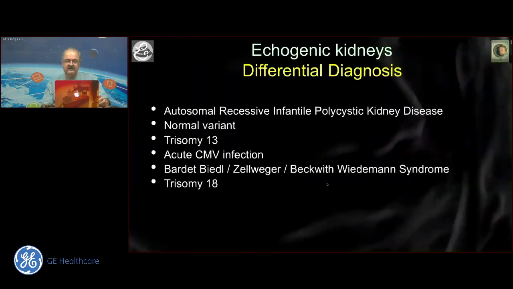We don't stop thinking in terms of just a CMV infection or an infantile polycystic kidney disease. Remember, it could be a normal variant, it could be trisomy 13, it could be a Bardet-Biedl, Zellweger, or Beckwith-Wiedemann syndrome, or a trisomy 18 as well. And therefore, then you start thinking on those lines, both in terms of imaging and in terms of genetics, so that you can give an appropriate perspective, because that would be important to give.